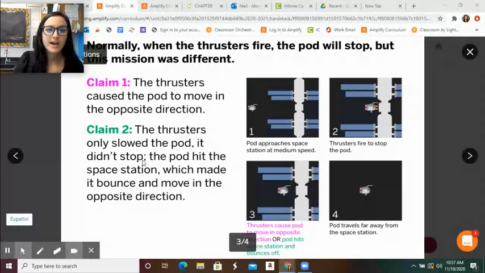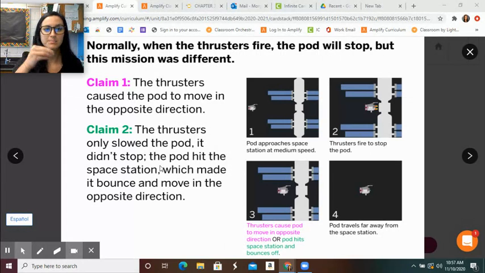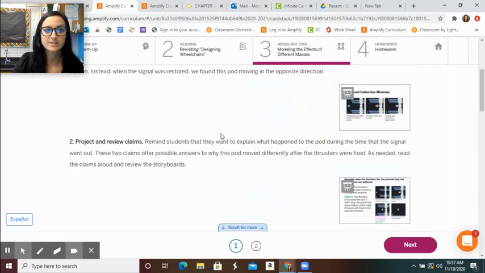And then we had that it only slowed the pod, so it ended up bouncing off and then going the opposite direction. But now we have incorporated mass into this statement. So we were looking at these before, but we didn't think about mass. I remember we're thinking about the amount of samples that are on each space station and wondering if that affects its velocity, if it's heavier or lighter, and so on.